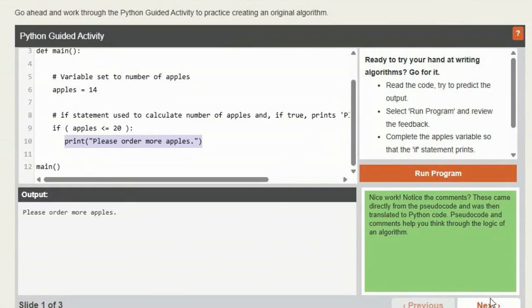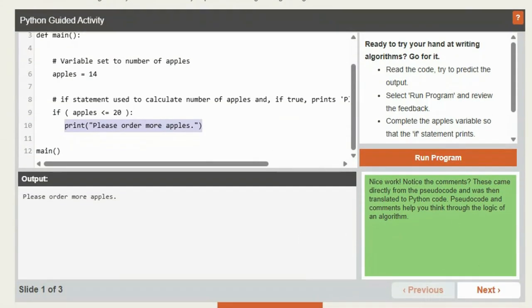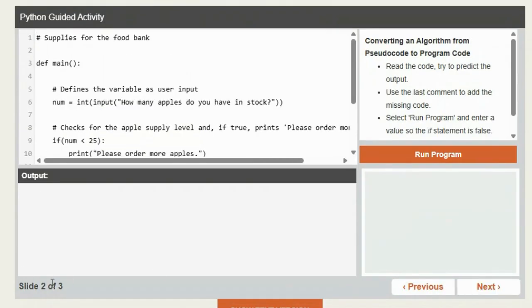All right, let's look at slide 2. There's three different pieces to this. Slide 2. Read the code, try to predict the output. Use the last comment to add the missing code. So it's telling me we're missing some code, but the comments should tell us what it should do. Supplies for the food bank. Define main. Hashtag, this part of the program defines the variable as user input. So num equals integer input, how many apples do you have in stock? So this time, every time you're in the program, it'll just ask you, how many apples do you have?